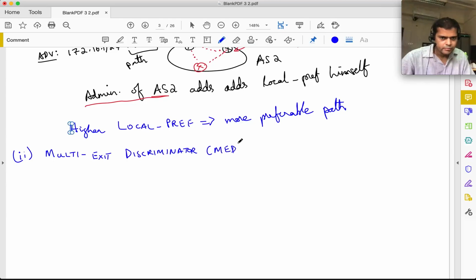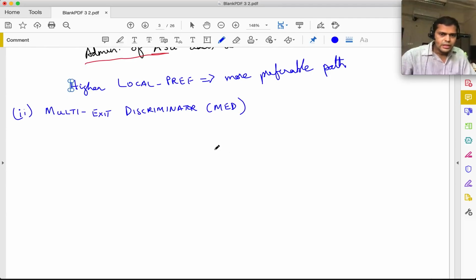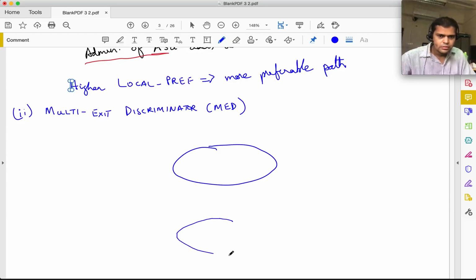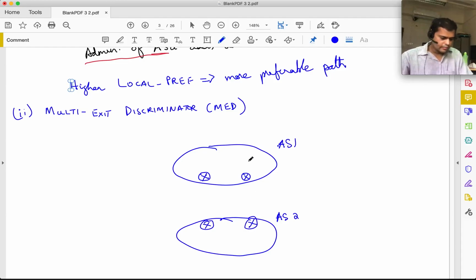MED. Now MED is actually given by the neighboring autonomous system. So suppose this is autonomous system 1 and this is autonomous system 2. Suppose there are multiple connections between these autonomous systems, both of them; that too is allowed.